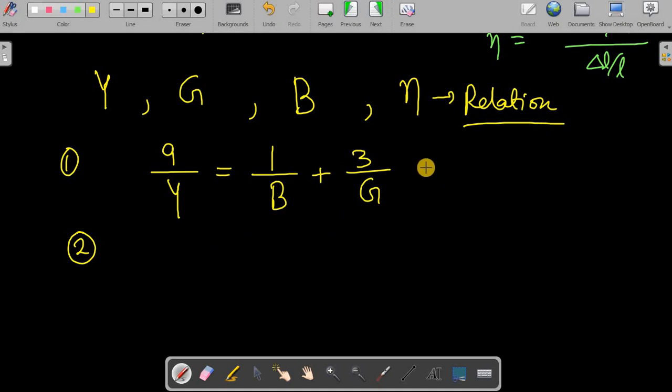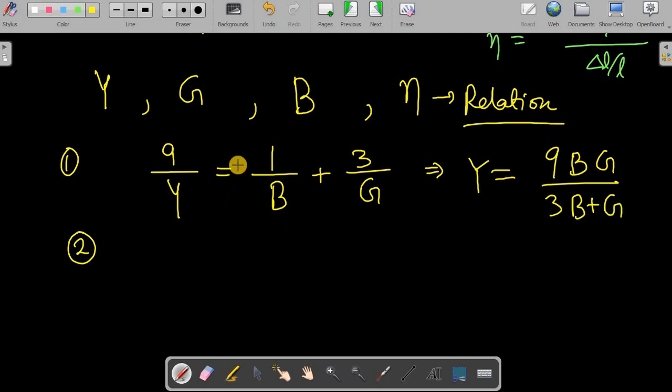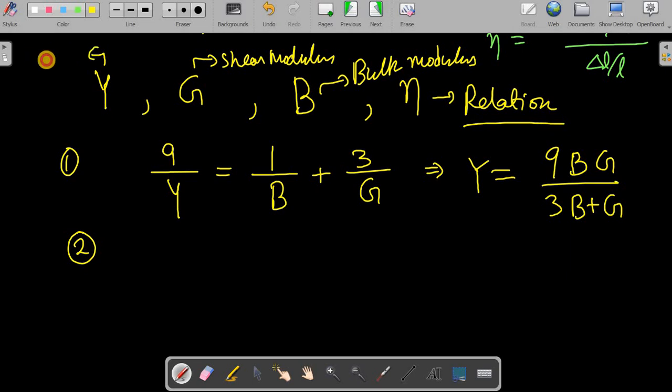The second relationship: from here we can also calculate Young's modulus. Young's modulus is 9 times bulk modulus and shear modulus divided by 3 times bulk modulus plus shear modulus. Here G is the shear modulus, B is the bulk modulus, and Y is Young's modulus.